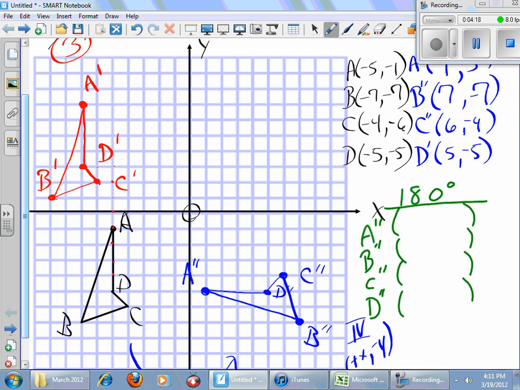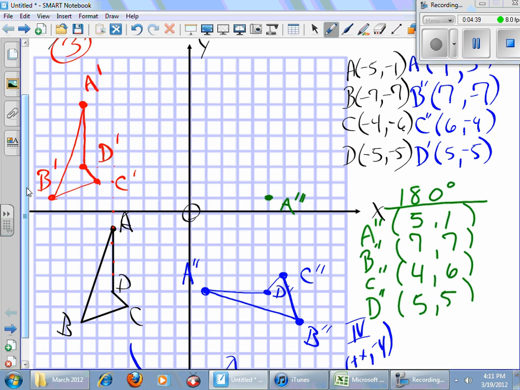All I have to do is change the signs of both. 5, 1, 7, 7, 4, 6, 5, 5. So 5, 1, 1, 2, 3, 4, 5, 1. There is A triple prime.